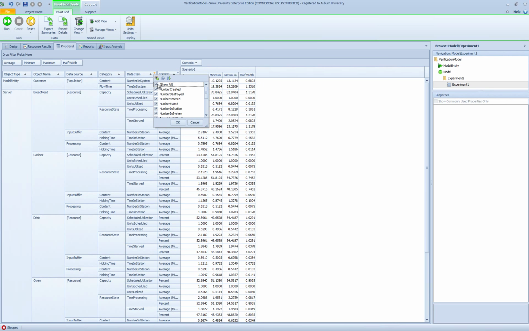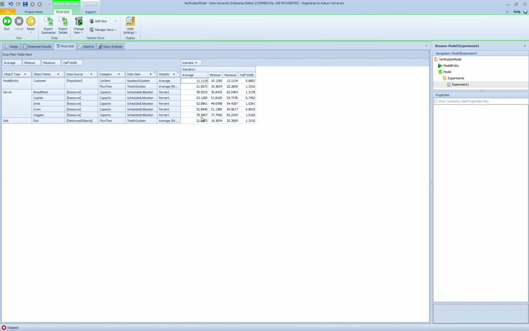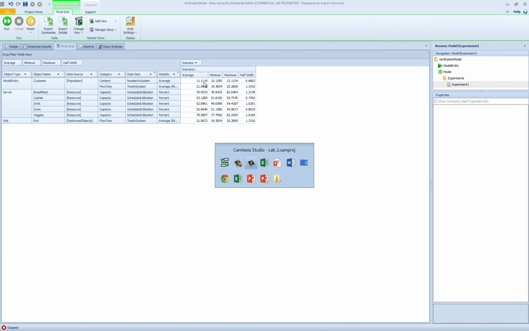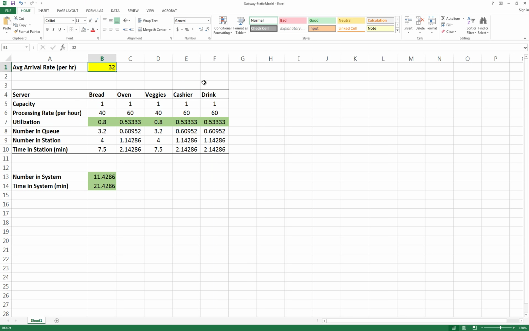And of course, the only data items that I need are number in system, scheduled utilization, and time in system. So now I have filtered my pivot grid down to the performance measures that I'm interested in. So now I can go ahead and compare my values with my analytical model.